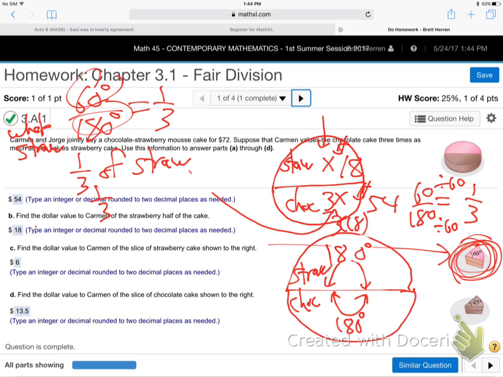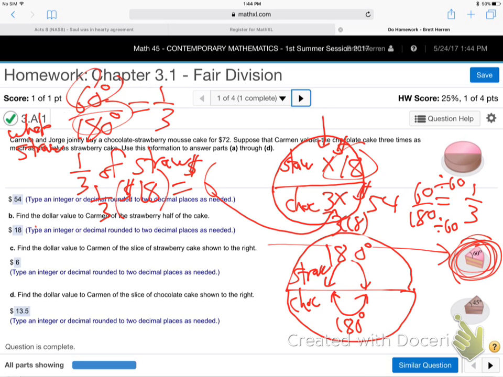And what does "of" mean? "Of" in math always means multiply. So 1/3 of the strawberry is 1/3 times the strawberry. And what's the strawberry worth? $18 right there. So you just take your calculator, 1 divided by 3 times 18, which comes out to $6. Or just 18 divided by 3, same thing. So that little strawberry chunk is worth $6. Three of them make up the whole strawberry half: 6, 6, 6, 18. So that piece would be worth $6 to Carmen. See how I did that?